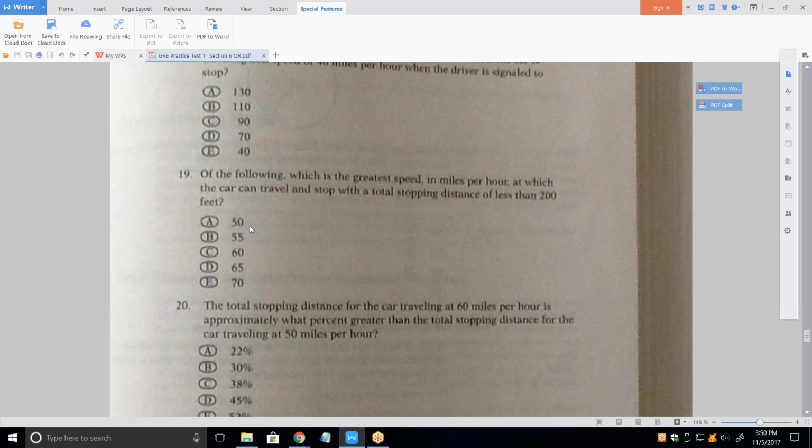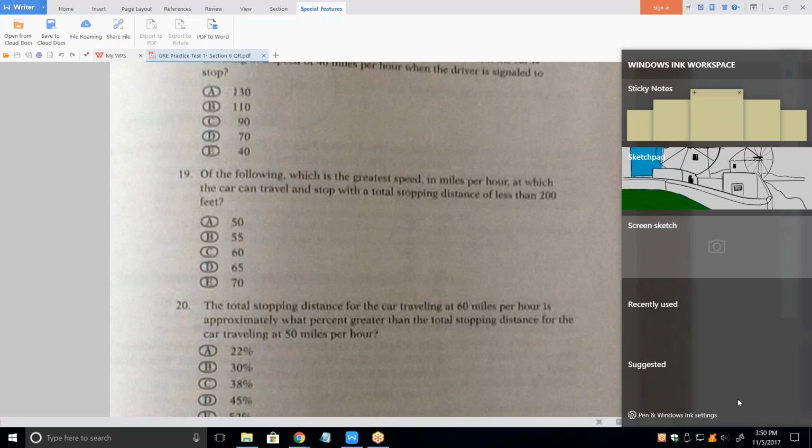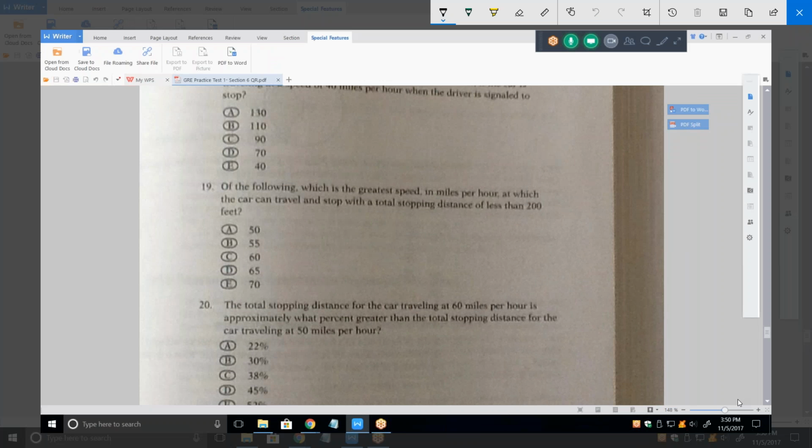Either 50 doesn't work and they gave us a typo, but we proved that one doesn't work. We proved 55 through 70 didn't work. We didn't test 65, but we didn't need to. 60 was too fast, and 55 was too fast. So here's a case where when I try 70, my distance was so far greater than 200 that I might even have gone to 55 next.